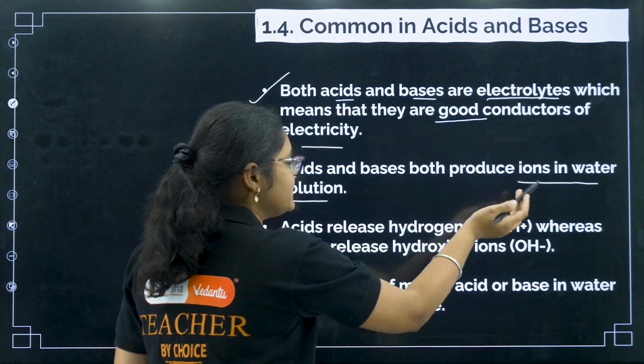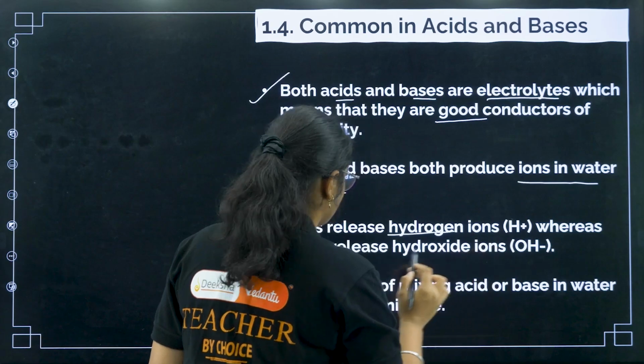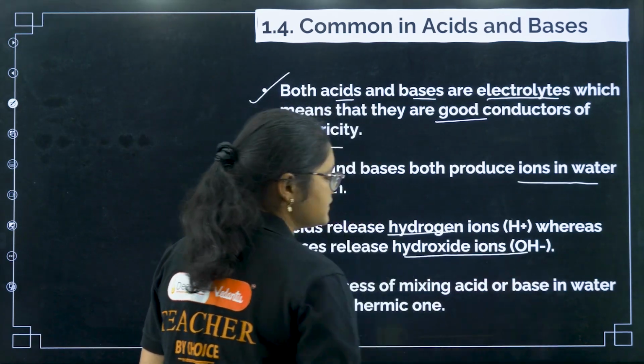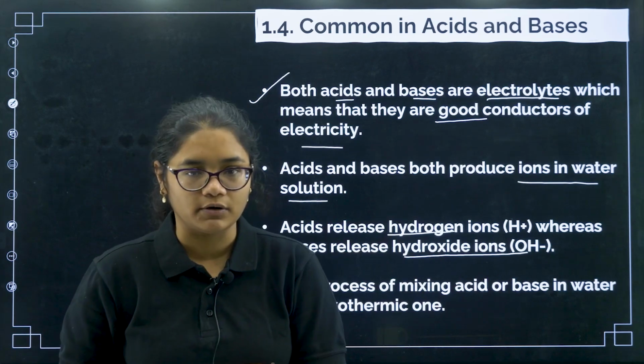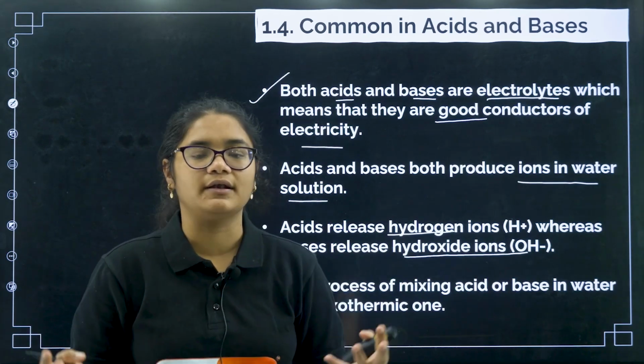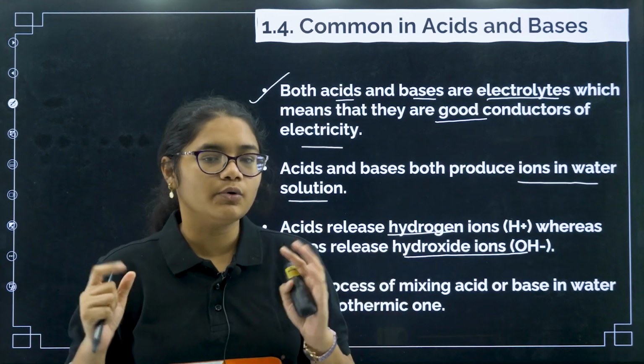Next, the ions produced by acids and bases are different. Acids release hydrogen ions, whereas bases release OH minus ions. But the common thing is they both produce ions in water, and that is why both are very good conductors of electricity. But acids will give you H plus and bases will give you OH minus.